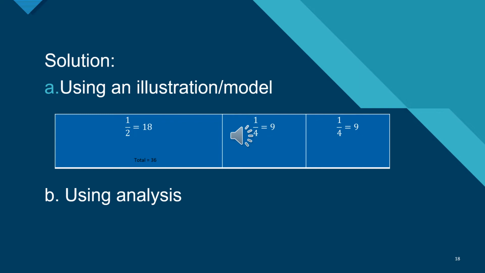So one half is 18, the other half is 18. If you want to get the whole or the total number of mangoes that Nilo picked, we simply add 18 plus 18 to get 36. Now the other technique is by simply doing a quick analysis.